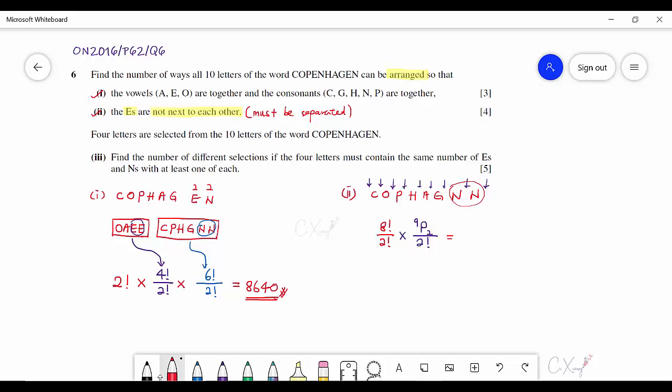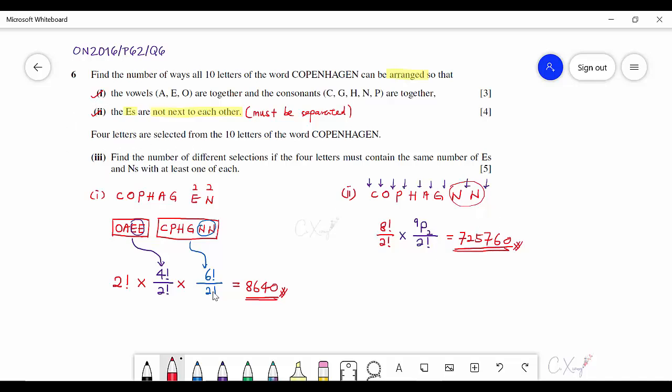Then you multiply them to get the correct answer, which is 725760. So this is what we have for our second part here. Okay, then now we continue further.